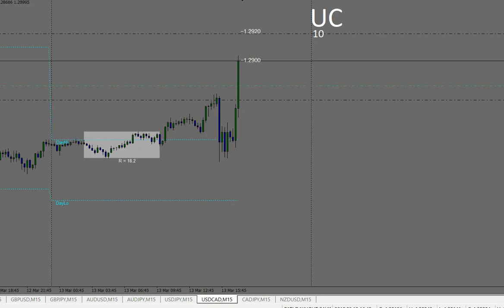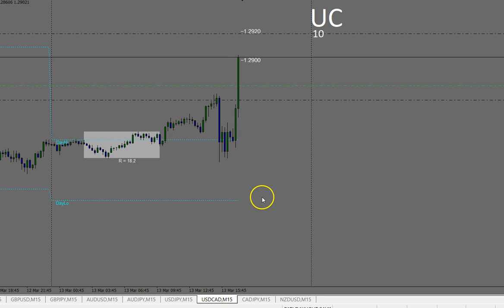Hi, just giving you a quick update here. Just had release of Canadian dollar news, and you can see that I've taken a trade on the US dollar Canadian dollar, seeing that moving up quite nicely, and going to hang on to that for the time being.